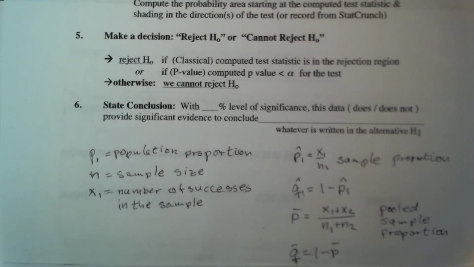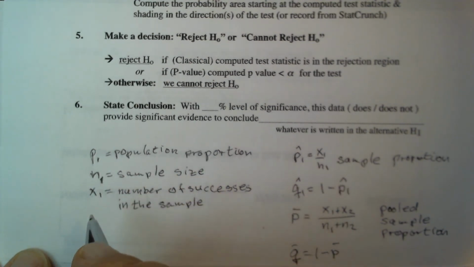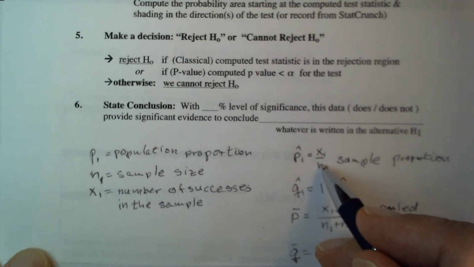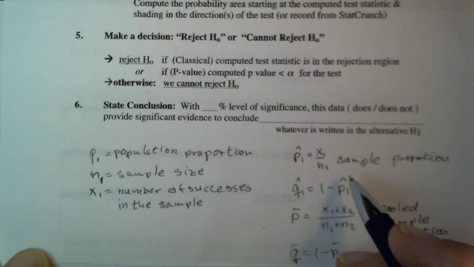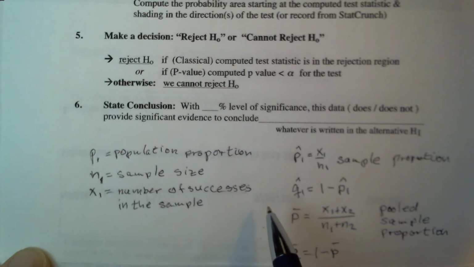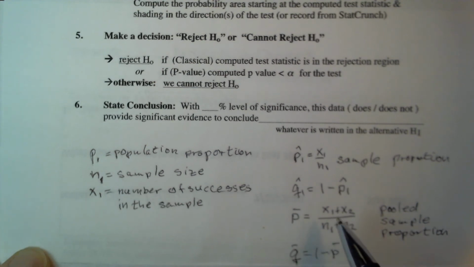Let's talk for a moment about the notation for two proportions. P sub 1 is the population proportion for the first population, N1 is the sample size for the first population, X1 is the number of successes in the sample, and then P1 hat is X1 divided by N sub 1. That's called the sample proportion, and the same notation holds true for population number 2, where we have subscripts with the number 2. And then, of course, Q1 hat is equal to 1 minus P1 hat.